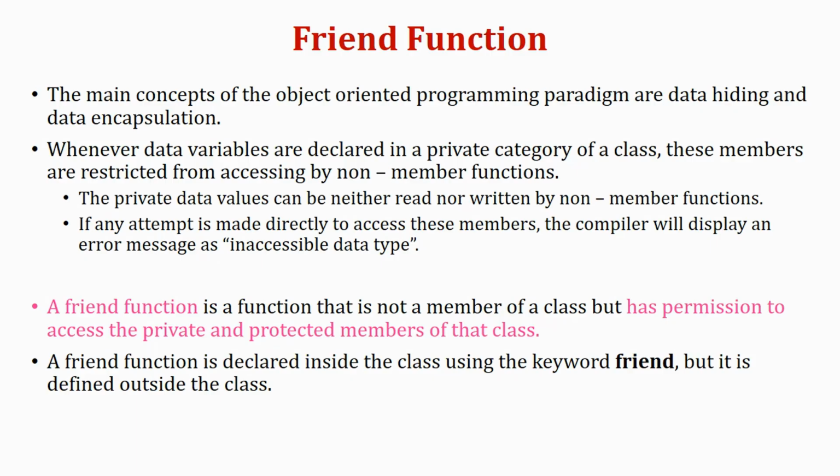In real life, you will share your private information, like your happiness, only with your friend. It means you will allow only a friend to access your private information. The same concept we are going to apply here. A friend function is a function that is not a member of the class but has permission to access private and protected members of the class. A friend function is declared inside the class using the keyword friend, but it is defined outside of the class.